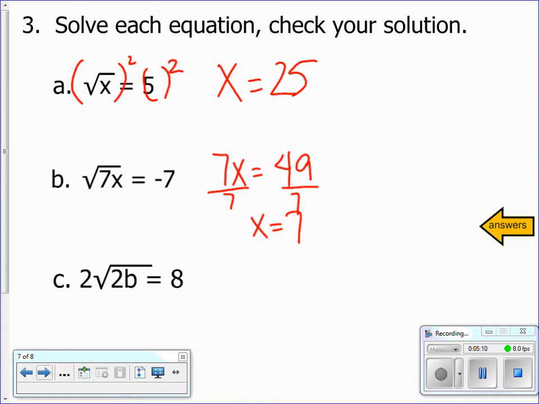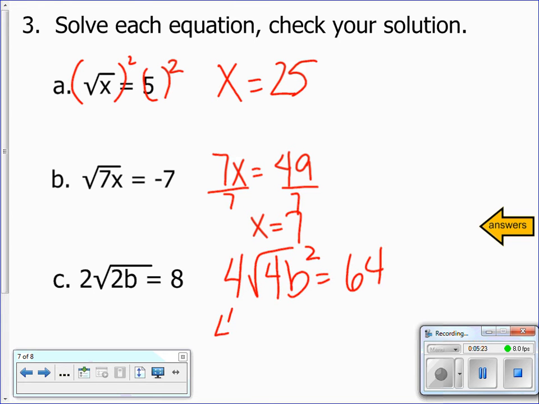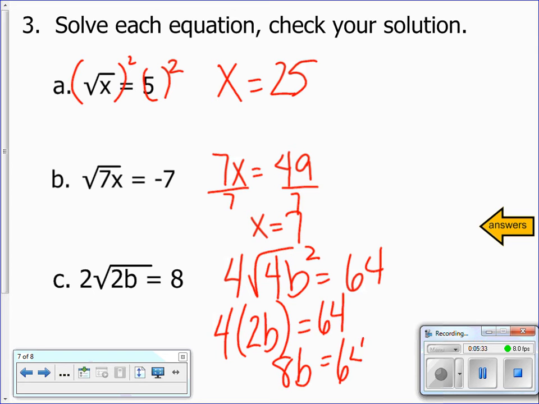This one again, square both sides, and I get 4 square root of 4b squared equals 64. So that's 4 times 2b equals 64. So that's 8b equals 64. So b equals 8.